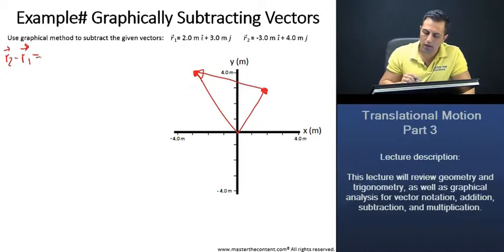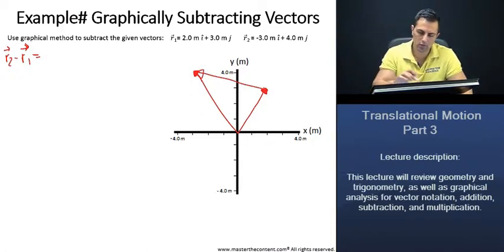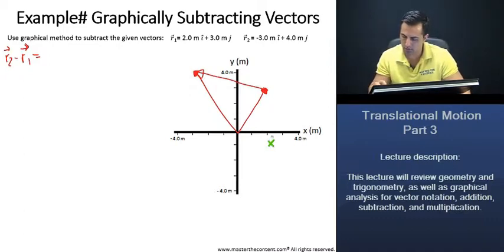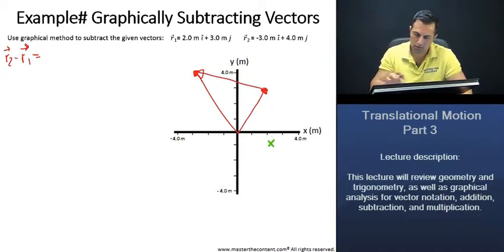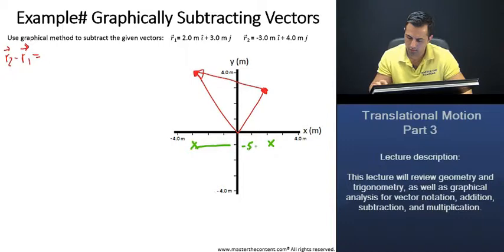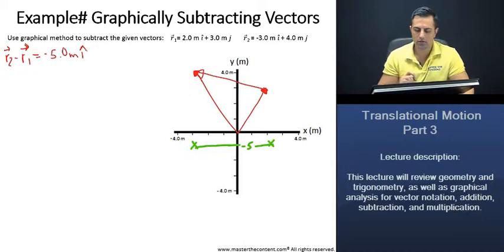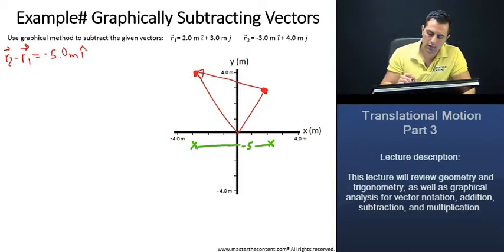And in doing so, go ahead and write the following. Firstly, what is the x value going to be? Well, where did we begin? We're beginning here at 2, and we're going to -3. So the difference between these two is going to be -5. Thus, we can say that this is going to be -5 meters on the x-axis.